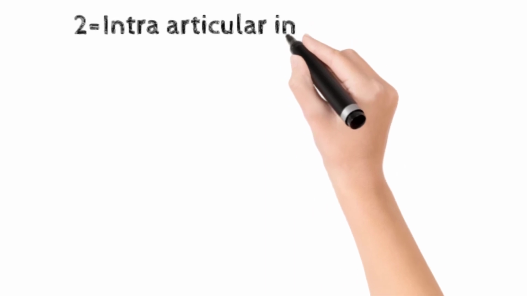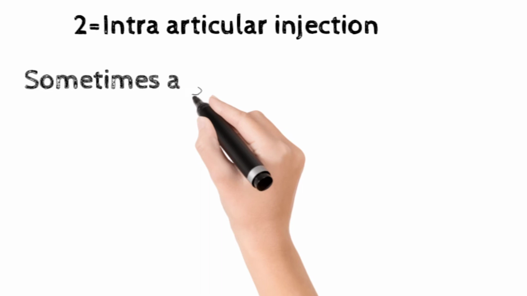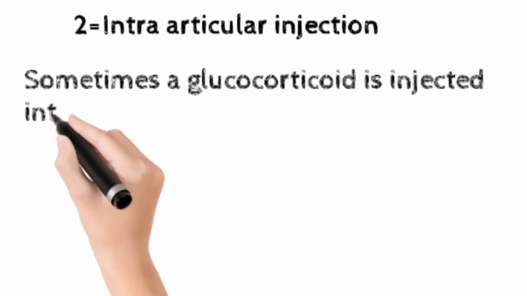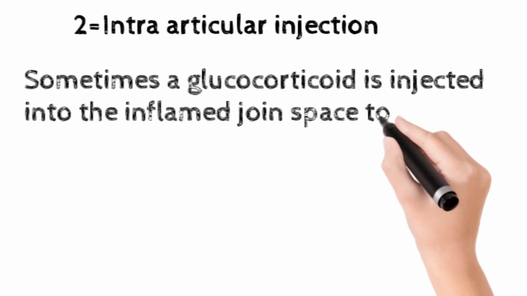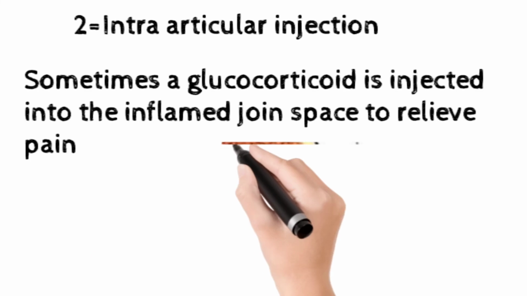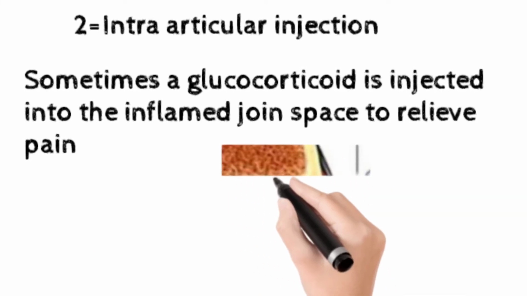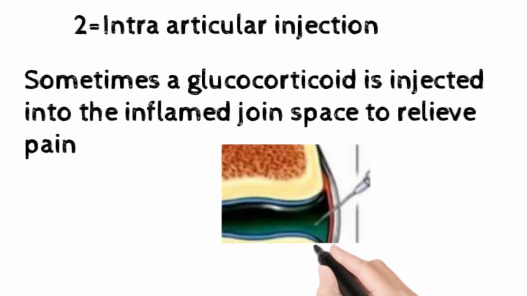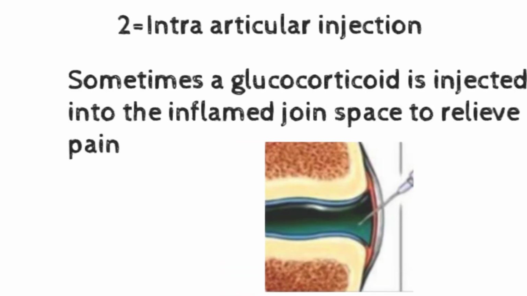Local route. Now come to the next, intra-articular injection. Intra mean inside, articular mean joint. Sometimes a glucocorticoid is injected in the inflamed joint space to relieve pain. Look at this diagram. This is the knee joint, synovial joint. We inject the glucocorticoid inside the joint, intra-articular injection, to relieve the pain.